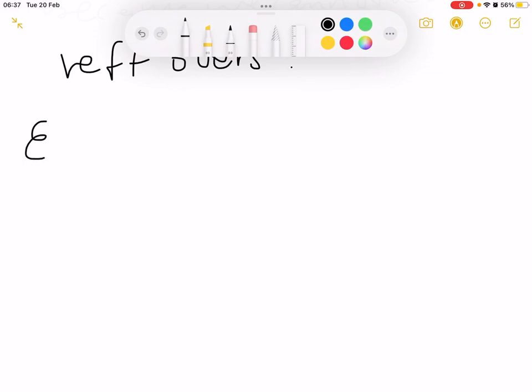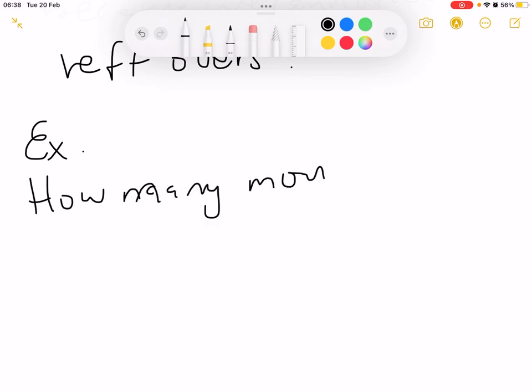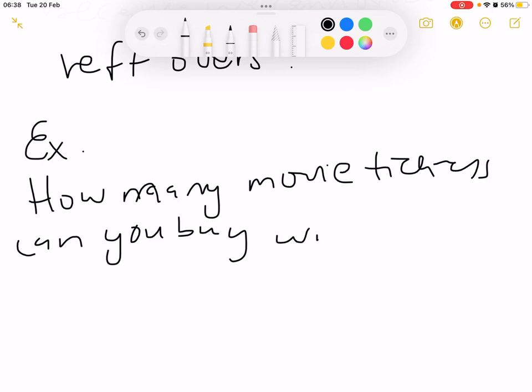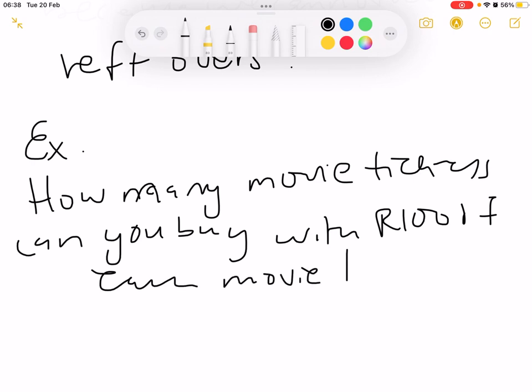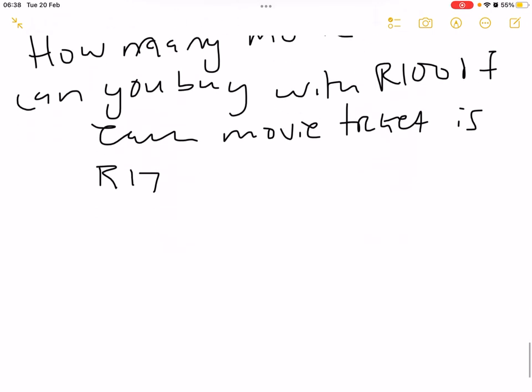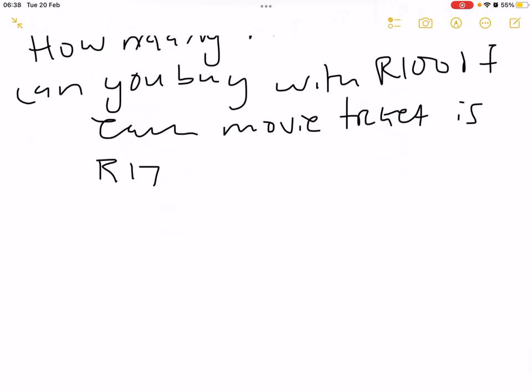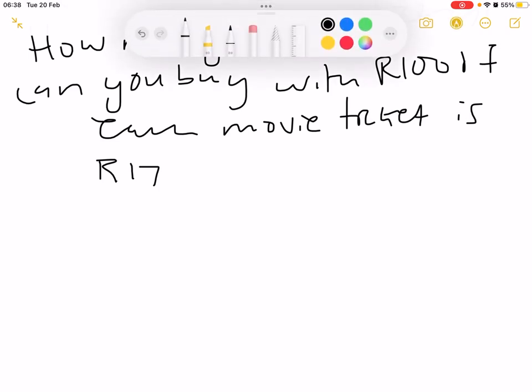A simple example is how many movie tickets can you buy with 100 rand if each movie ticket is 17 rand. This is more or less similar to rounding up, but this is not rounding up, we are rounding down.